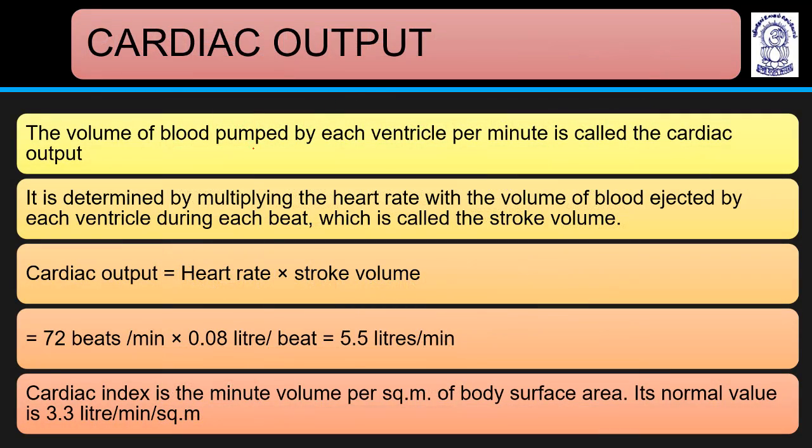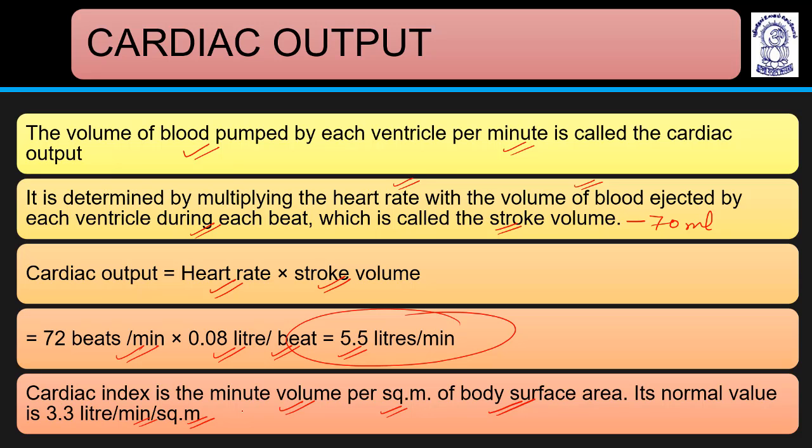Now, cardiac output. The volume of blood pumped by each ventricle per minute is called cardiac output. It is determined by multiplying the heart rate with the volume of blood ejected by each ventricle during each beat, which is called stroke volume, that is 70 ml. Cardiac output is equal to heart rate into stroke volume. Heart rate is 72 beats per minute and stroke volume is 70 ml or 0.07 liter per beat, that is 5.5 liters per minute, that is the cardiac output. Cardiac index is the minute volume per meter square of the body surface area. Its normal value is 3.3 liter per minute per meter square.